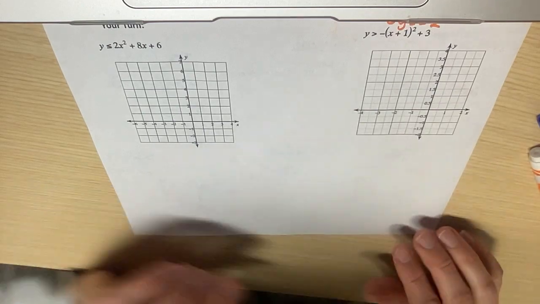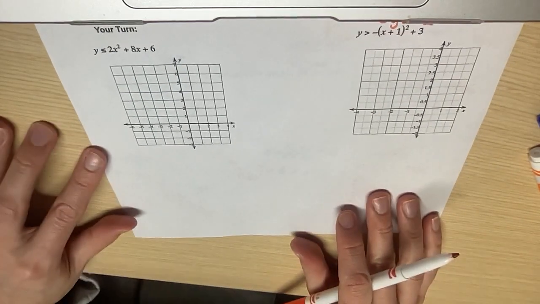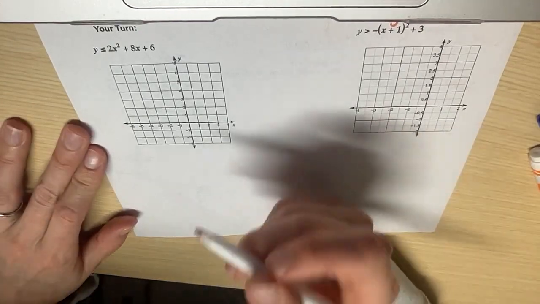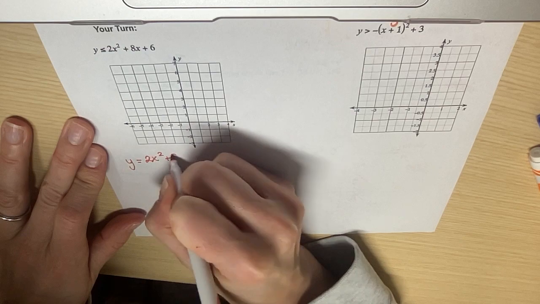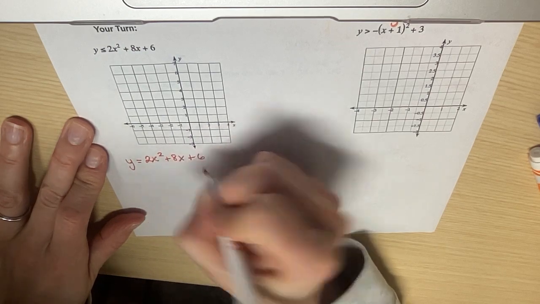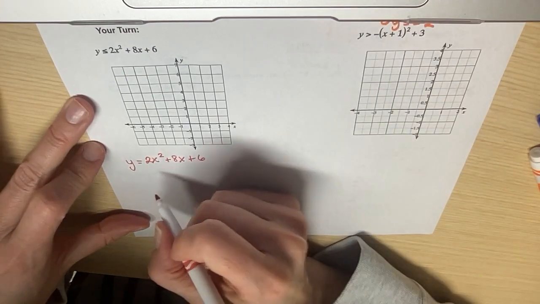Okay, so try the next 2 questions. Pause the video, try them out on your own. And hopefully you've done that. And now I'm going to go over them. So y equals 2x squared. Now I'm going a little bit quicker here because you can pause this and re-listen to what I'm saying.